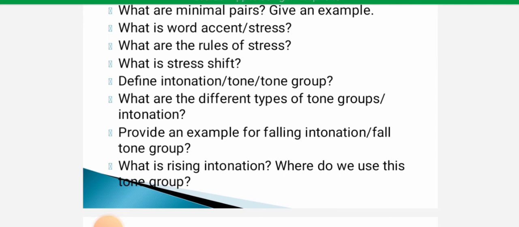These are the three. Next, provide an example for falling intonation. Falling intonation generally describes how the voice falls on the final stressed syllable of a sentence, group of words or a phrase. Falling intonation is very common in WH questions. When we are talking about WH questions, we use a falling tone. What is rising intonation? Where do we use this tone group? Rising intonation generally describes how the voice raises at the end of a sentence. Rising intonation is common generally in yes-no questions.